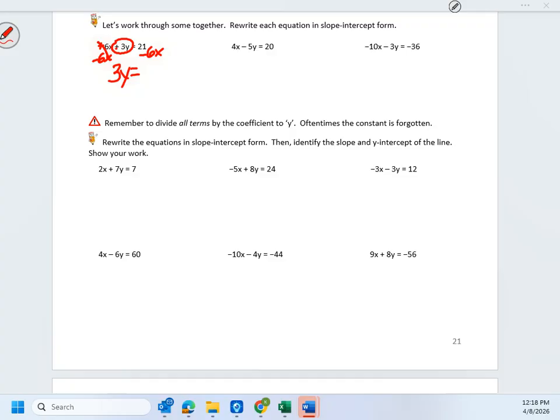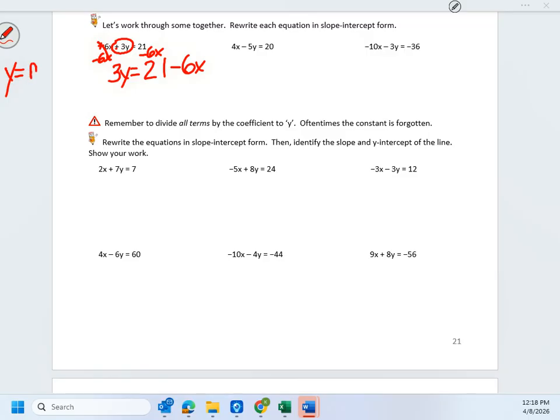21 is a constant. There's no variable. 6x has a variable. We can't combine them. They are two separate things. So what we do is we say it's 21 minus 6x. Now we want to make sure it looks like that slope-intercept form.